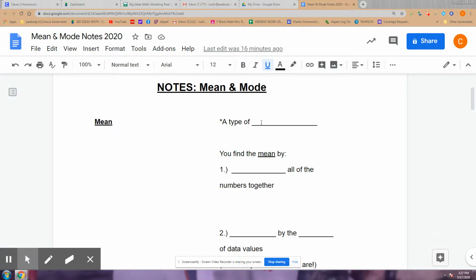The first thing I want you to know is what a mean is. So the mean is a type of average. When you find the mean, you're actually also finding the average of a set of numbers. So here are steps to find the mean. You find the mean by number one, we add all of our numbers together. So step one is we're going to add up all of the numbers.